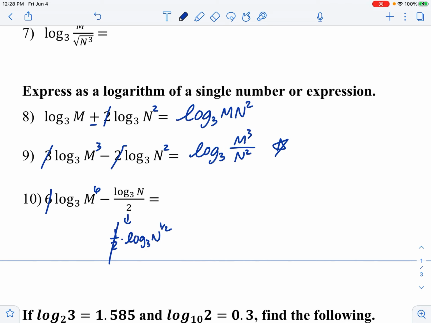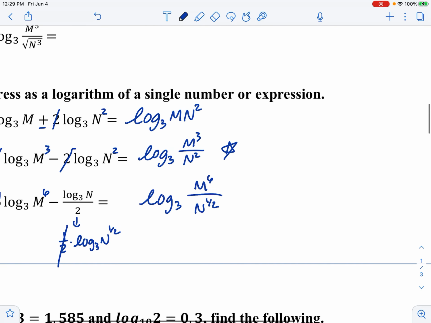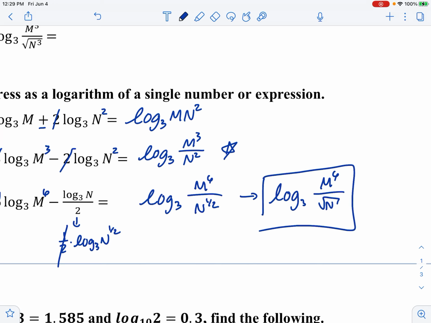I can combine these into a single log. The log base 3, my numerator will be m to the 6. My denominator will be n to the 1/2. This is okay. I probably would accept this. However, a tiny bit nicer to rewrite as the square root of n, like that. So that one's a little bit better. I like it just a little bit better.